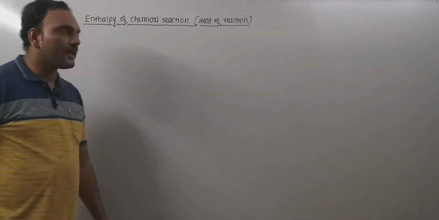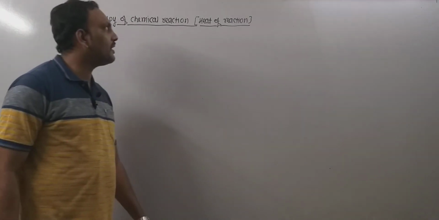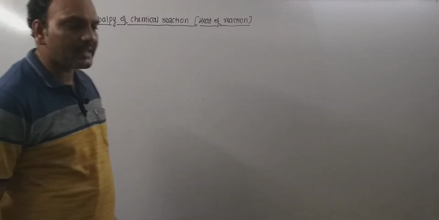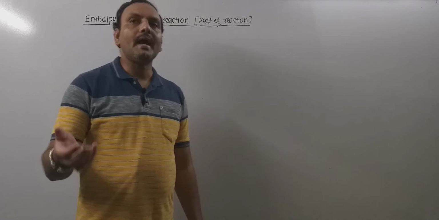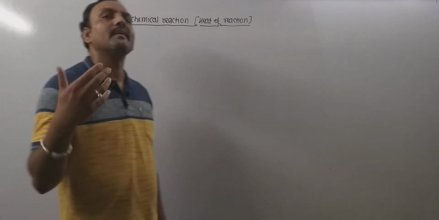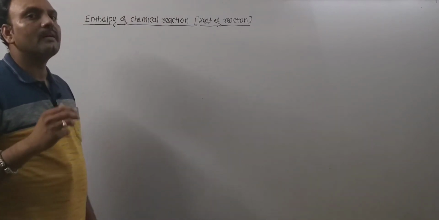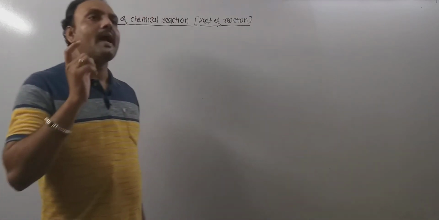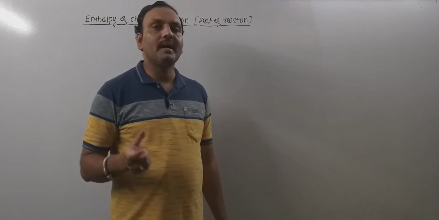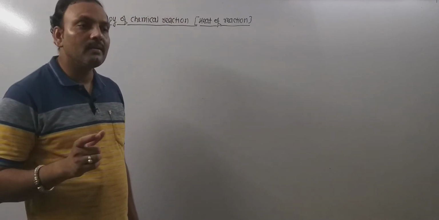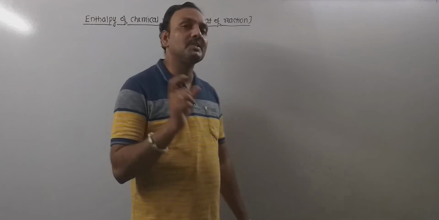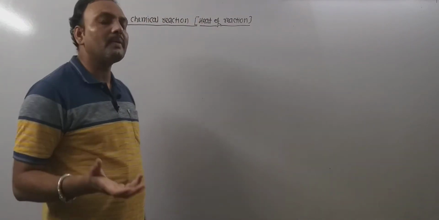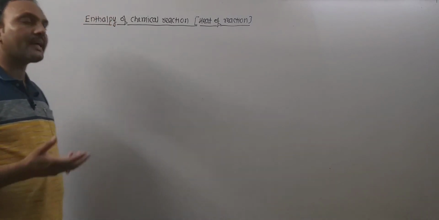Everyone, today we are going to discuss enthalpy of chemical reaction, that is heat of reaction. Now during the course of a reaction, heat may get absorbed or may get released depending upon the type of reaction. The amount of heat absorbed or released at constant temperature and pressure during the course of a reaction is said to be the enthalpy of that chemical reaction, or simply one can say the heat of reaction.